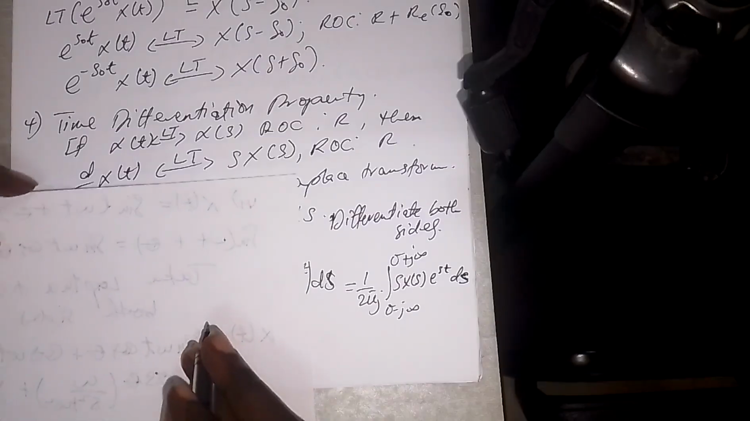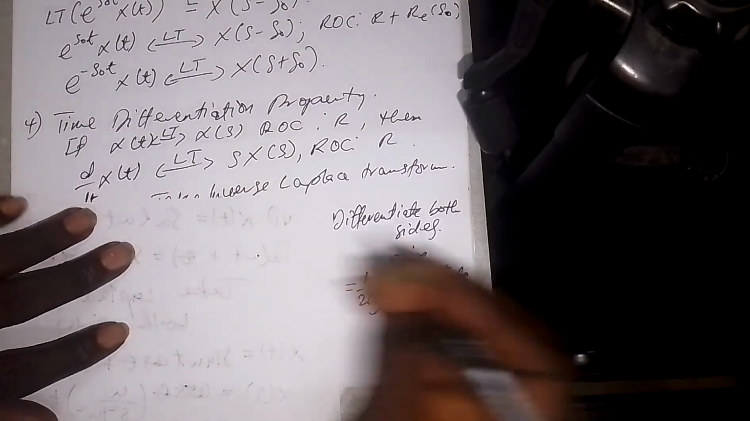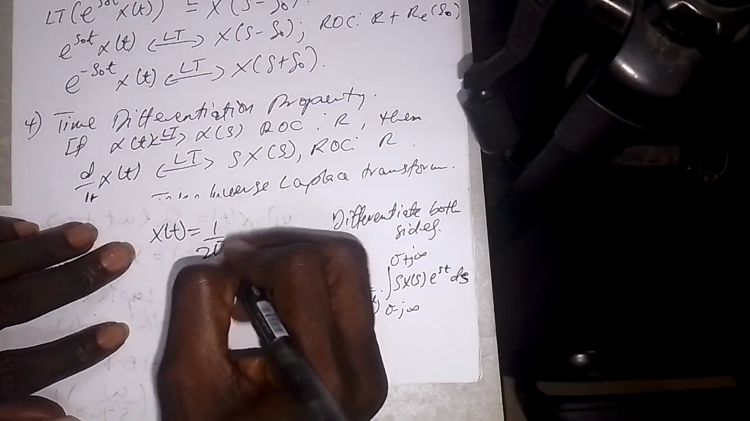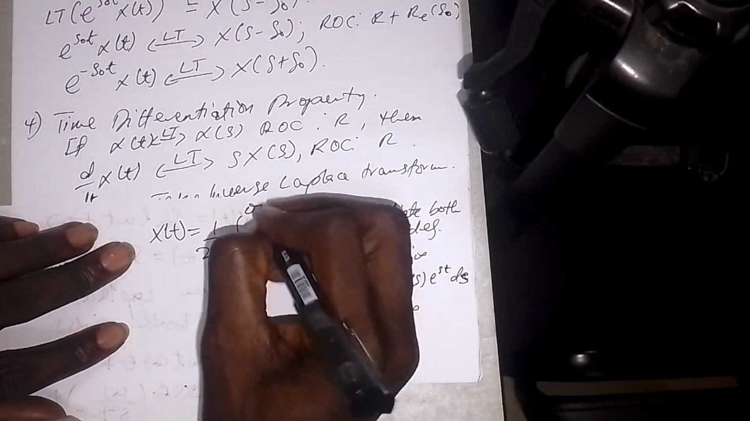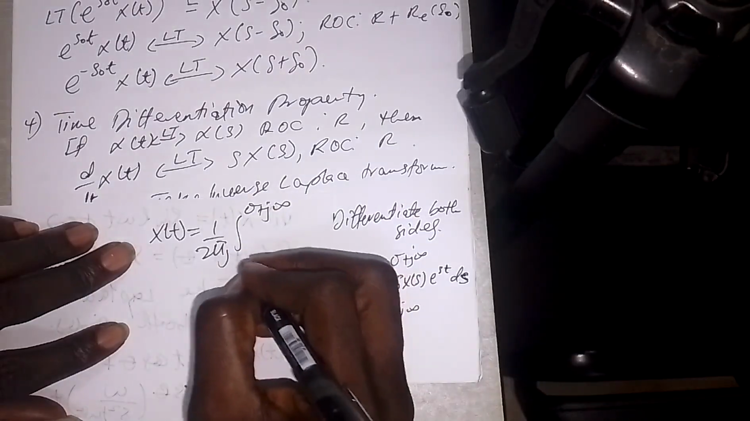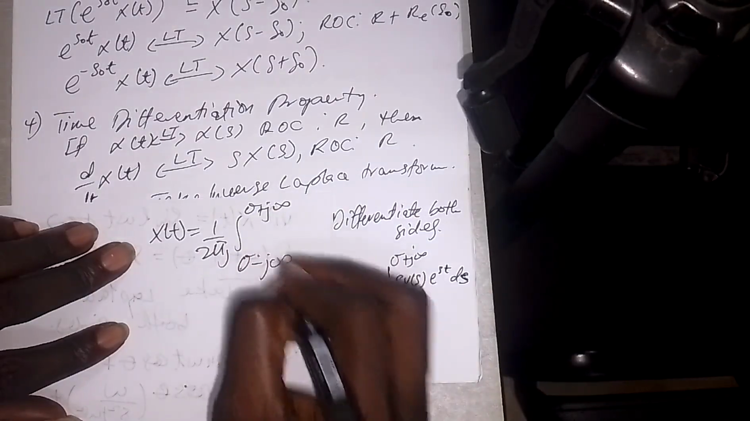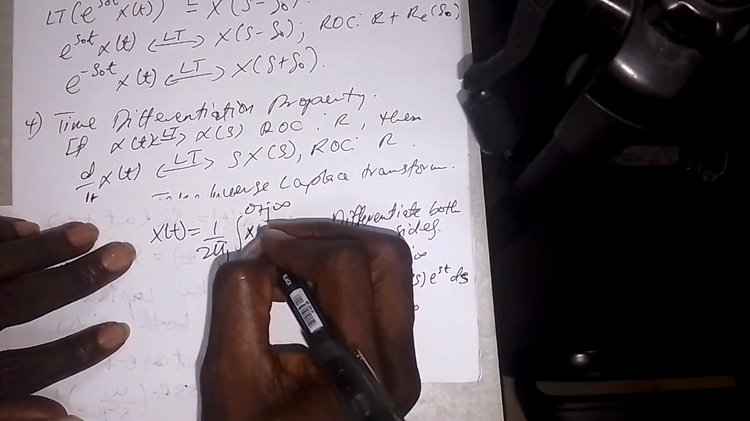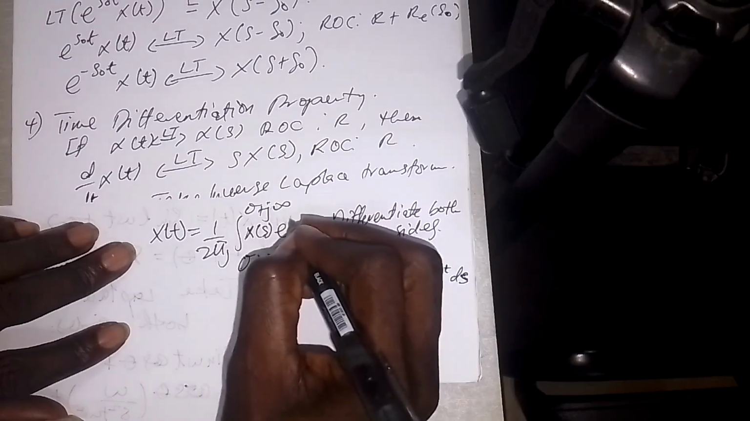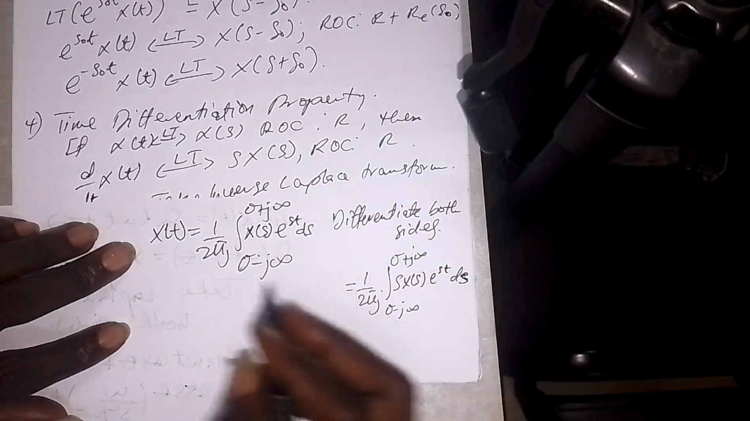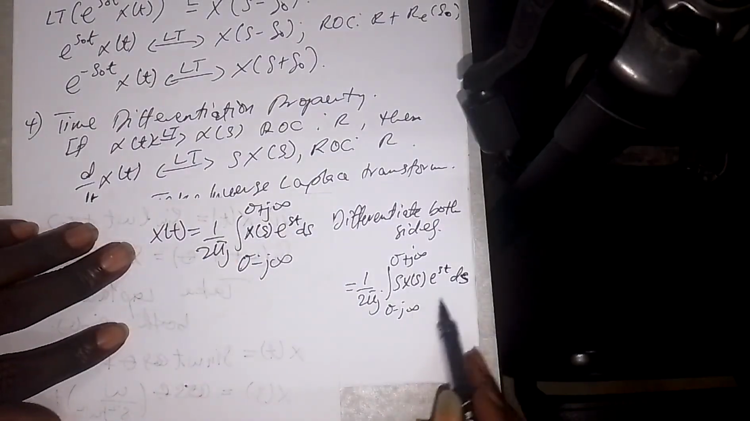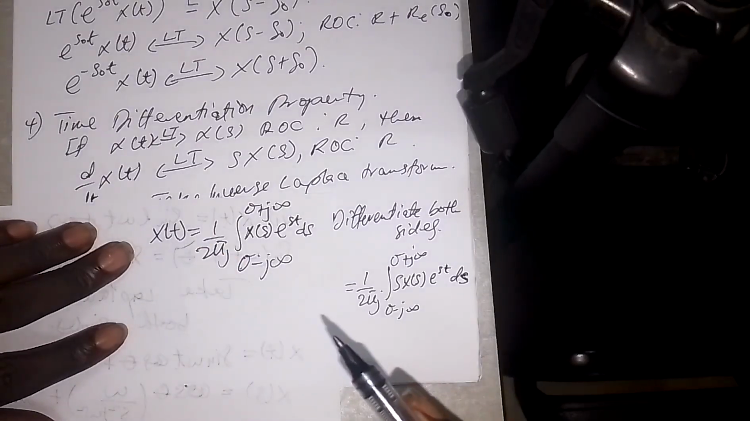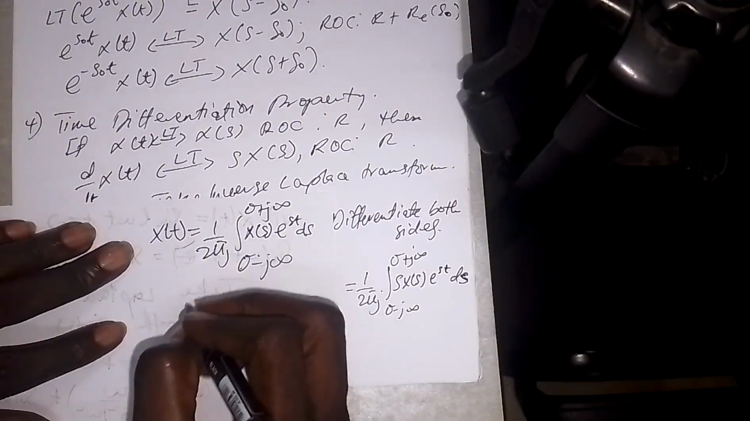What I am saying is that x of t is equal to 1 over 2 pi j into the integral from sigma minus j infinity to sigma plus j infinity of X of s e to the s t d s. So this whole equation, if I remove this s from inside, becomes like this, and this is x of t. So basically I can write s into x of t.